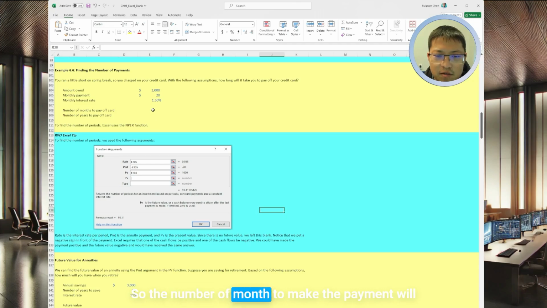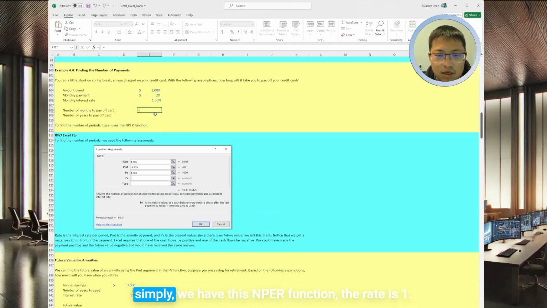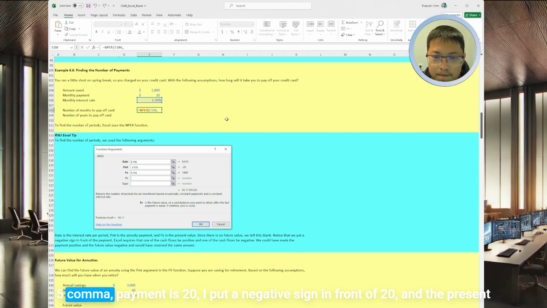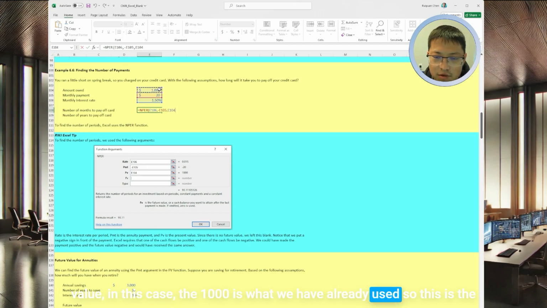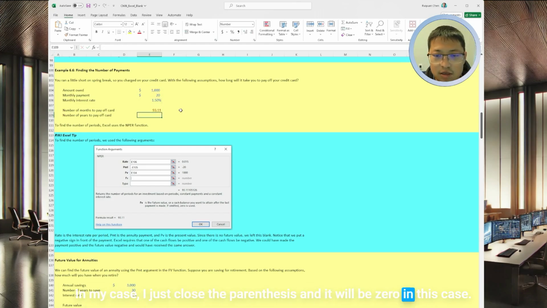So the number of months to make the payment, we have this NPER function. The rate is 1.5%, comma, payment is 20. I put a negative sign in front of 20. And the present value in this case, the $1,000 is what we have already used. So this is the present value. And future value, we can either leave it blank or put a zero. So in my case, I just close the parentheses and it will be zero in this case.